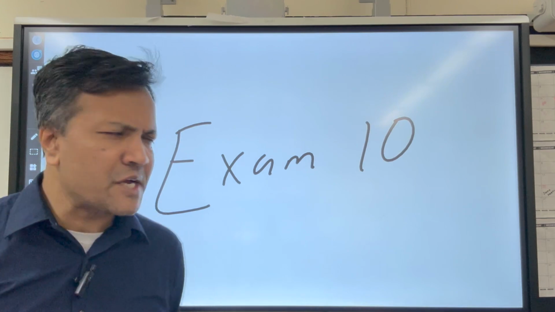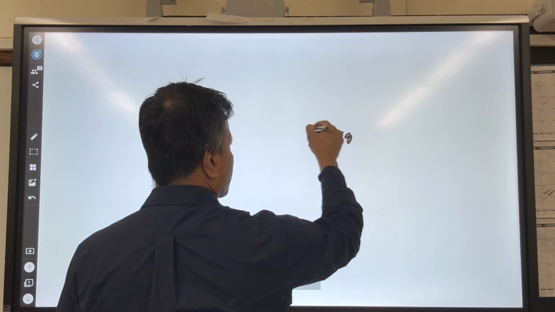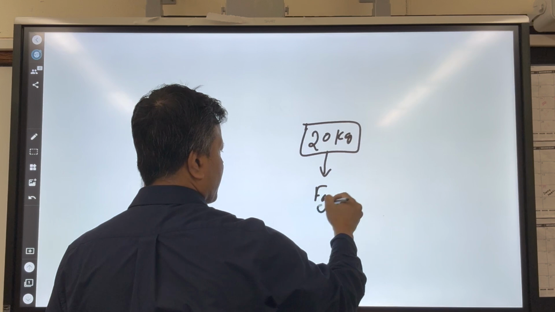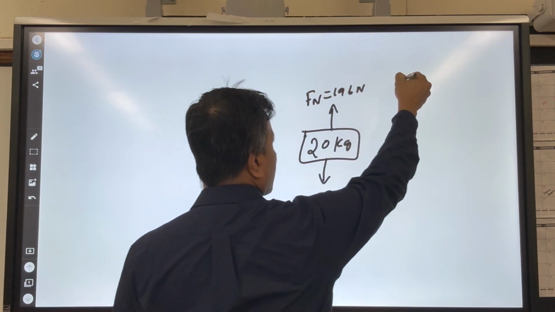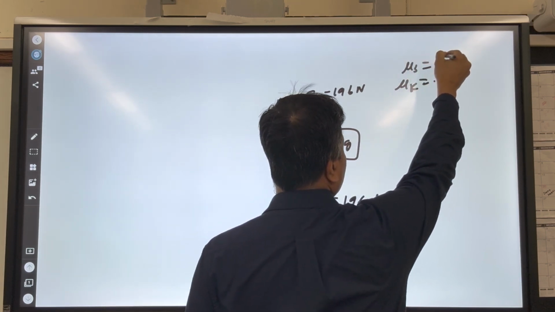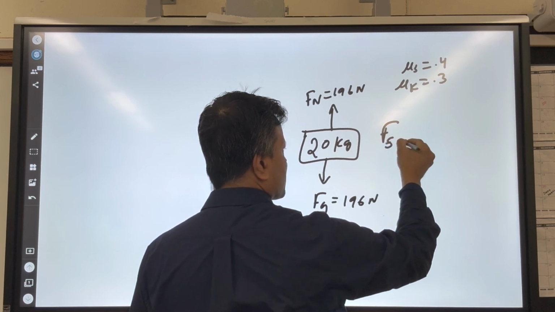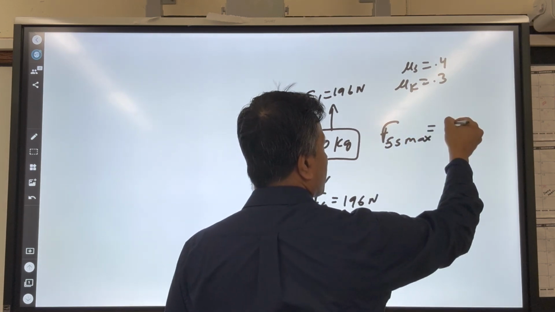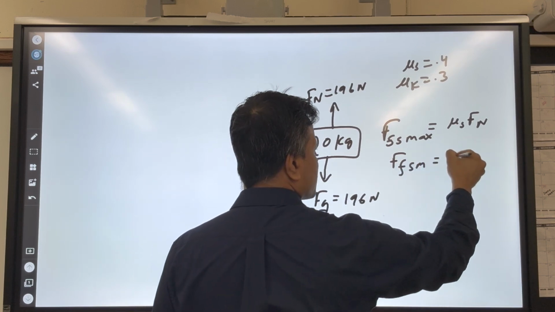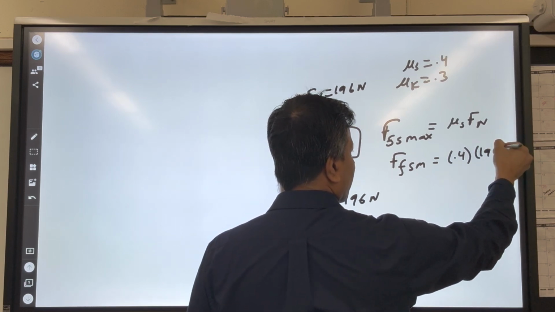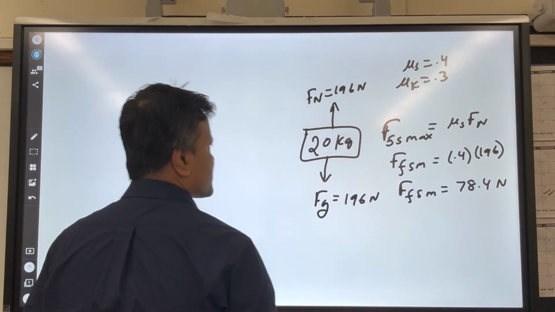So let's go over problem number 1. A 20 kilogram object. Let's use 9.8. So I want to find the weight, which is 196 Newton. So the normal force is also 196 Newton. Mu k, I give you 0.3, and mu s, I give you 0.4. So quickly find the static friction, the maximum force of friction. That would be mu s Fn, where mu s is 0.4 times 196, and that is 78.4 Newton.